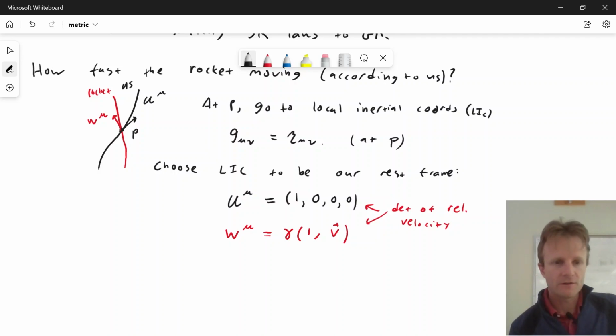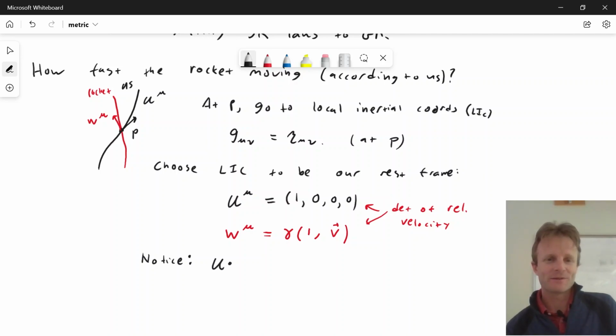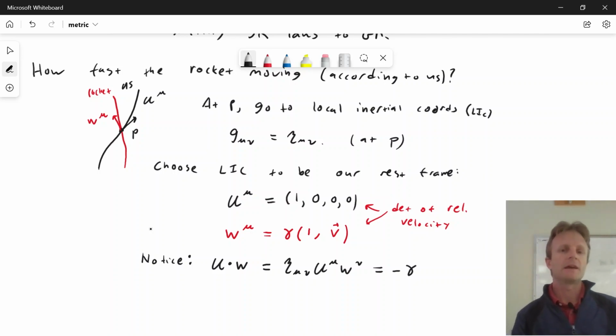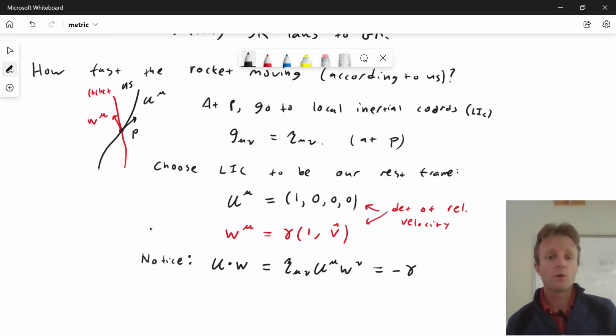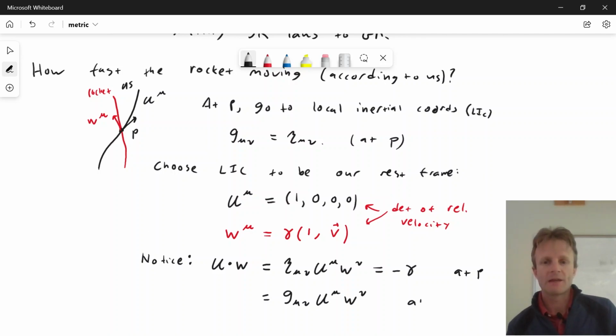But we can notice something: if we dot these together, so I'll use the notation, since I promised I wouldn't, u dot w, which is the same thing as eta_mu nu u^mu w^nu, is equal to minus gamma. Right? Just because we put a minus sign in the time components multiplied together, and there are zero space components there. Exactly. We need to do one more step first. We have to use that at p, g_mu nu equals eta_mu nu. So at p, that's actually g_mu nu u^mu w^nu at p.